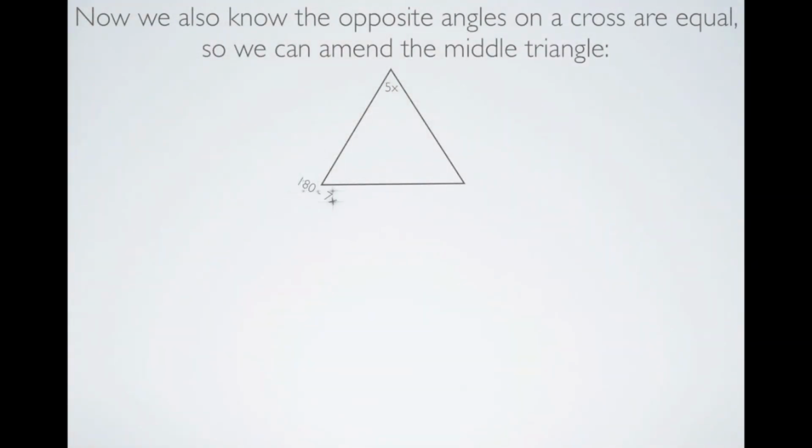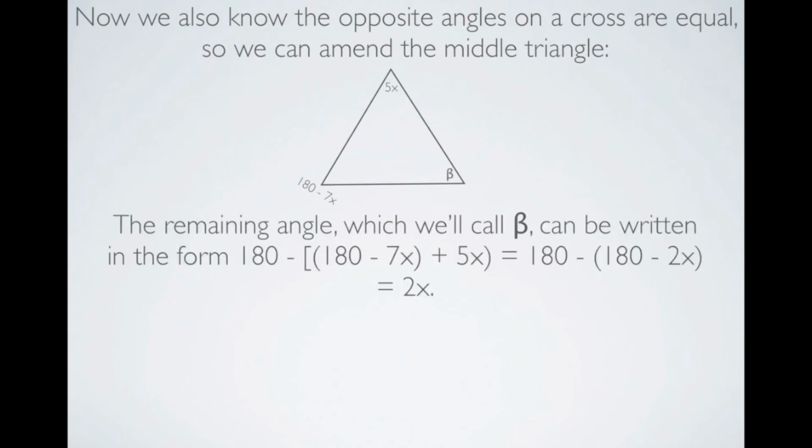The remaining angle in this triangle we'll call beta, and it can be worked out in a similar way as before. It is 180 minus 7x add 5x, which simplifies down to just 2x. On the diagram, this looks like this.